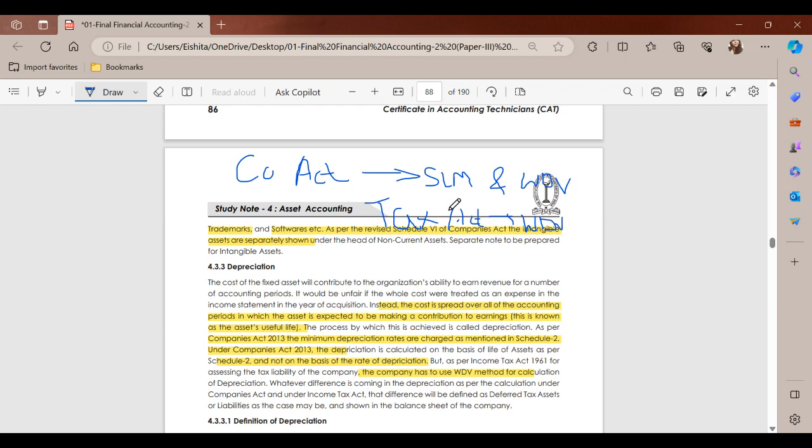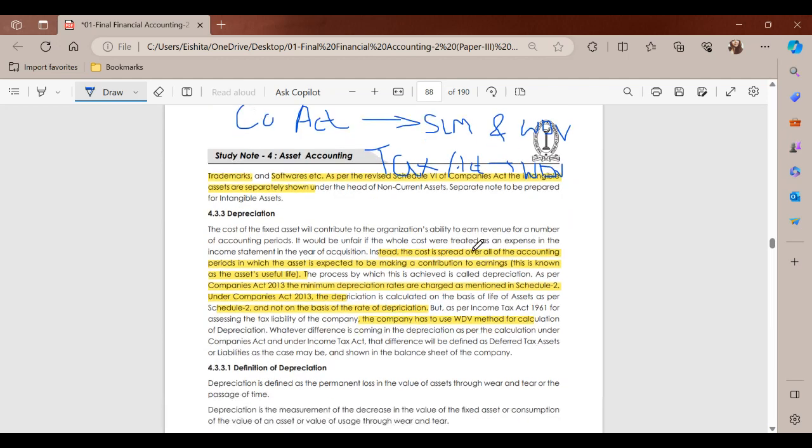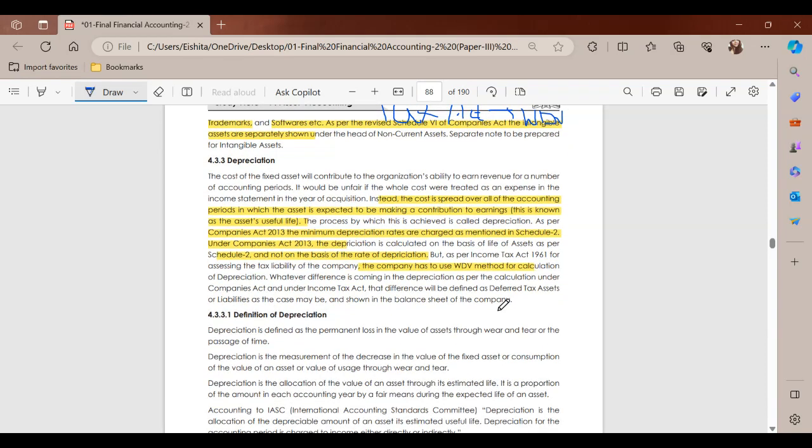In the Companies Act both are permitted, the SLM method and the WDV method. And in the Income Tax Act the WDV method is permitted, SLM is not permitted. The company has to use the WDV method for calculation of depreciation. Whatever difference comes in the depreciation as per the calculation under the Companies Act and under the Income Tax Act, that difference is called deferred tax asset.